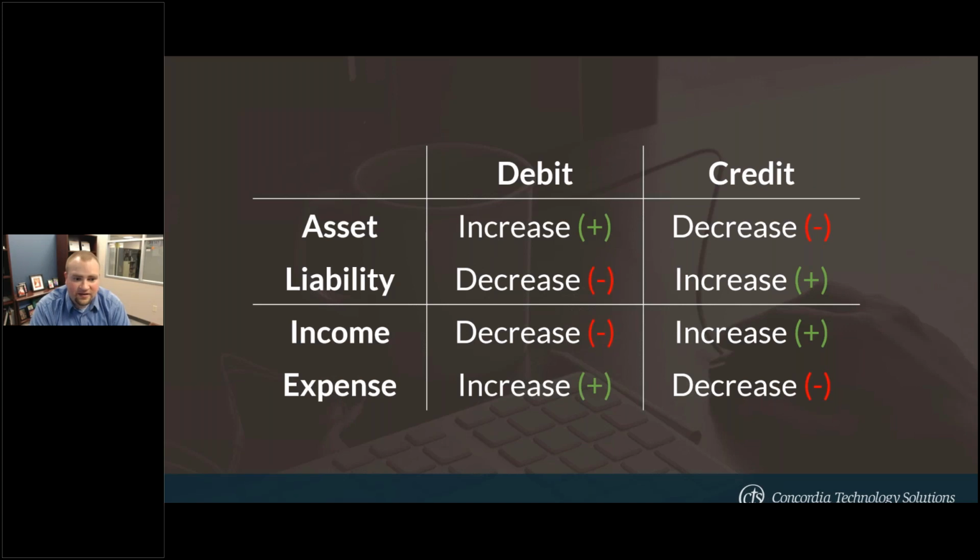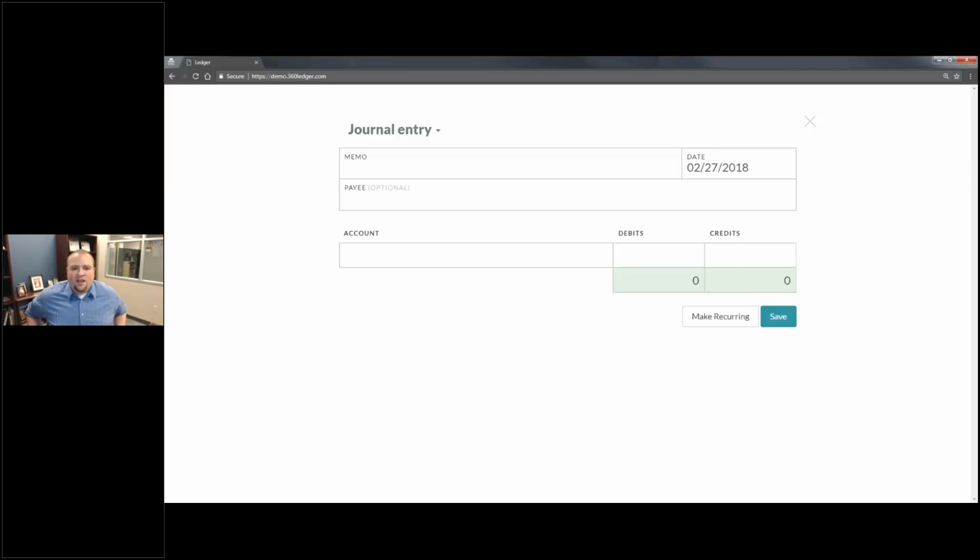Now on the flip side, income and expense. So if you're going to debit an income, that means you're going to decrease it, whereas crediting increases, and vice versa, increasing expense by debiting it, decreasing expense by crediting it. All of that is fun and confusing. It'll make more sense as we start looking at that. So let me go back here. The journal entry lets you say, here is first off a memo.